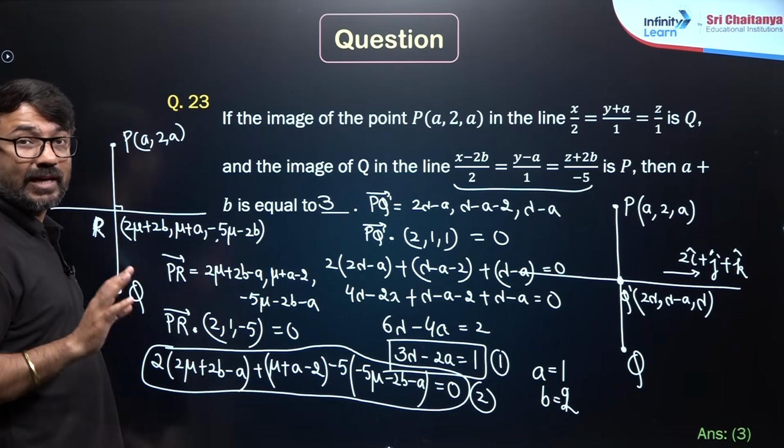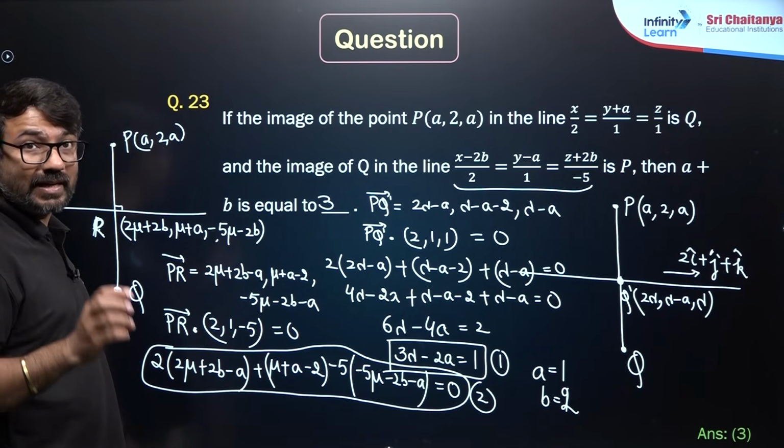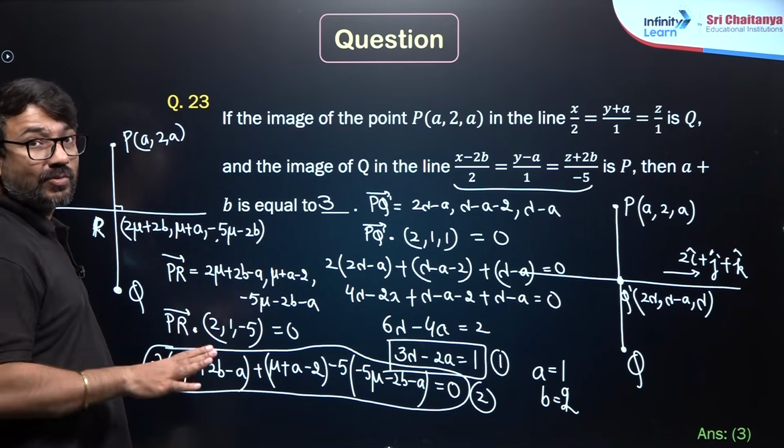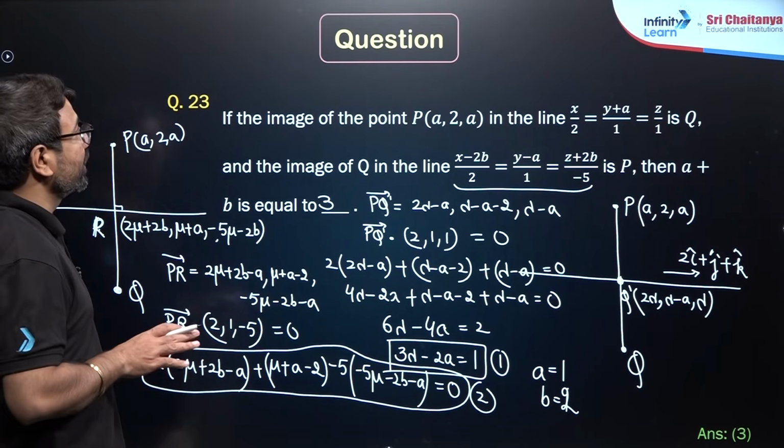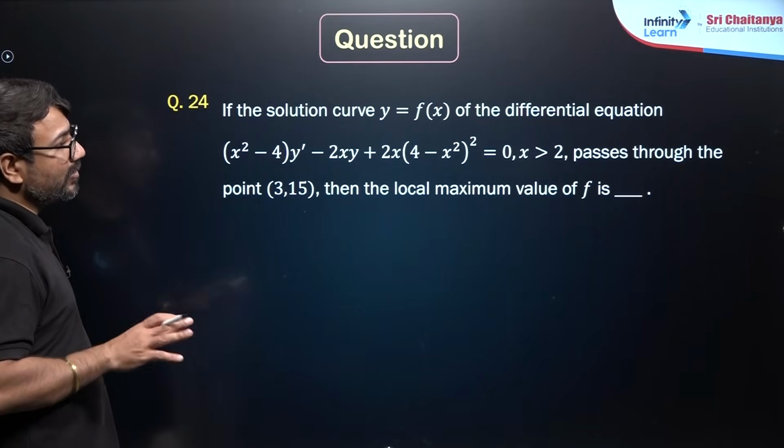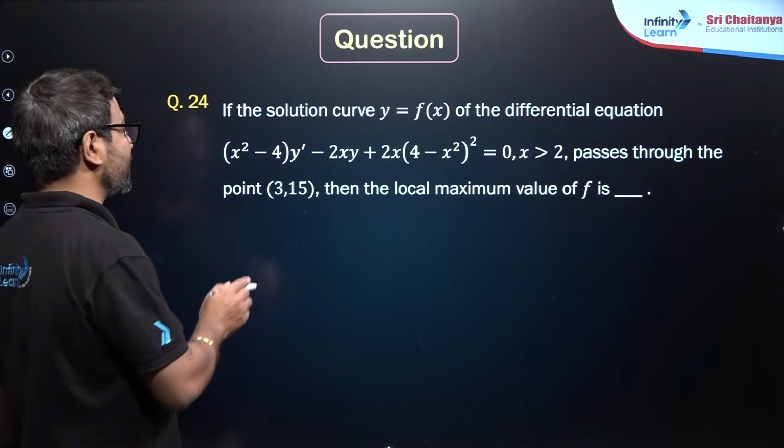So in this way you will have different relationships between lambda, mu and a. Thus you can find a and b and get the answer: a value 1 and b value 2. I hope you are able to understand. Now let's move to the next question, which is a differential equation.